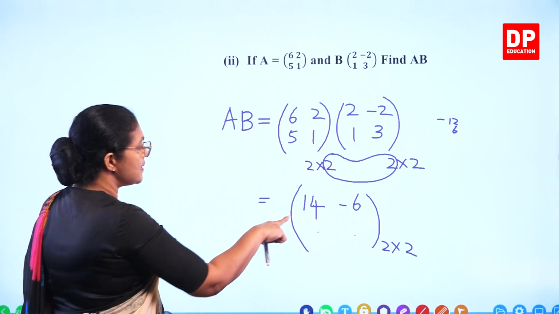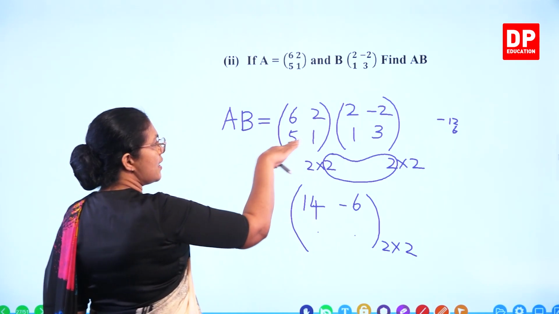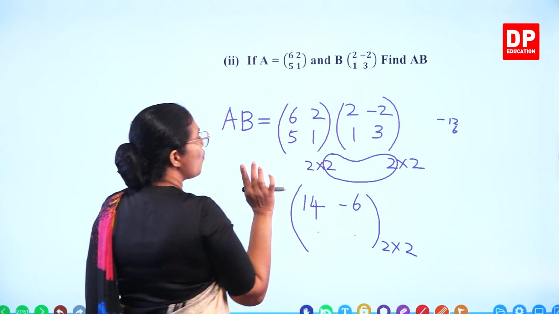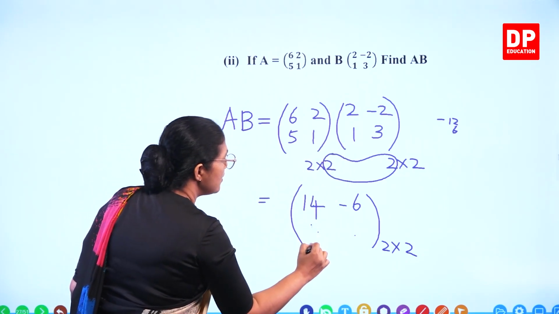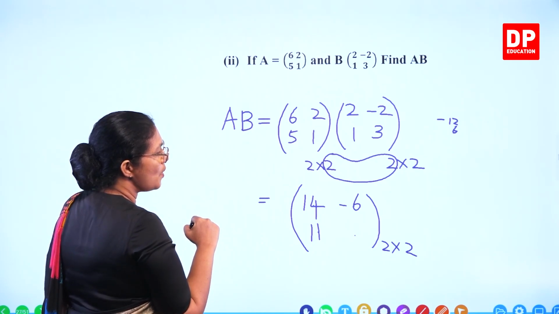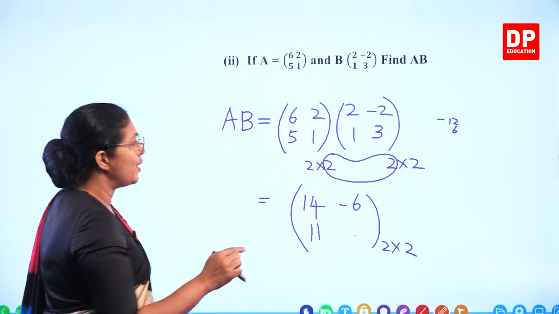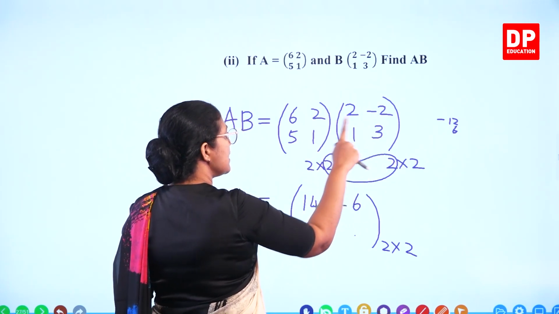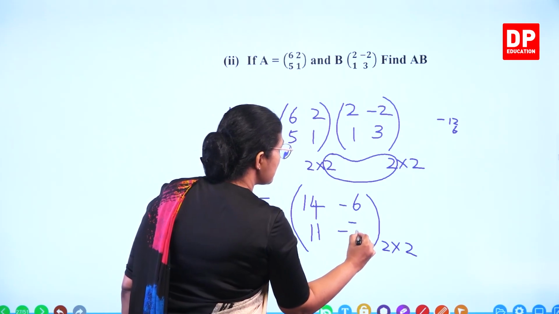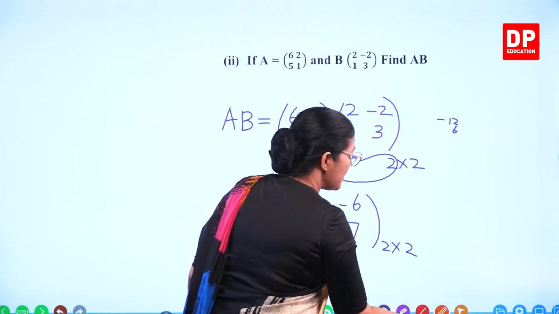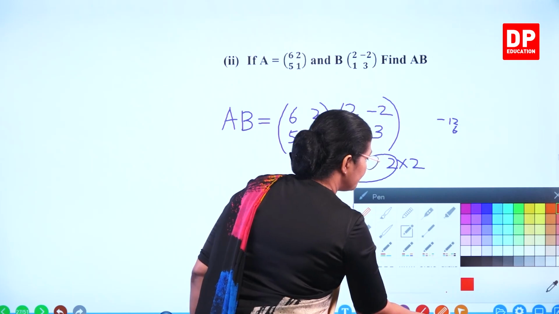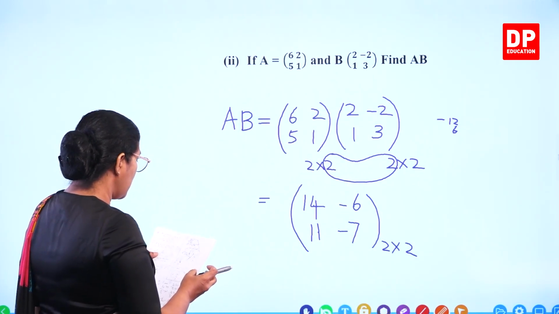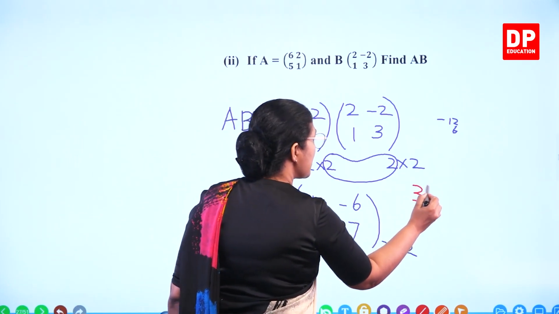Next one. Second row, first column value. 5 times 2, 10. 1 times 1, 1. 10 plus 1, 11. Next value, second row, second column value. 5 times minus 2, minus 10, plus 3, minus 7. So that's the answer. How many marks are you getting? You get 3 marks for multiplication.